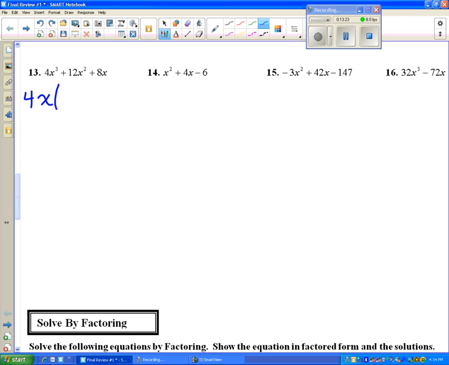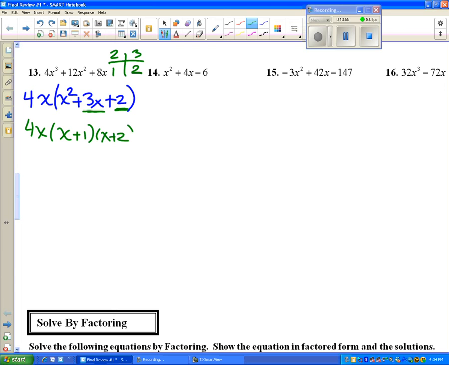When I do so, 4x cubed divided by 4x is x squared. 12x squared divided by 4x is plus 3x. 8x divided by 4x is going to be plus 2. I factored out my greatest common factor. Look inside the parentheses. What multiplies to be 2 and adds to be 3? The answer is 1 and 2. So 4x times x plus 1 times x plus 2. And there is my answer.